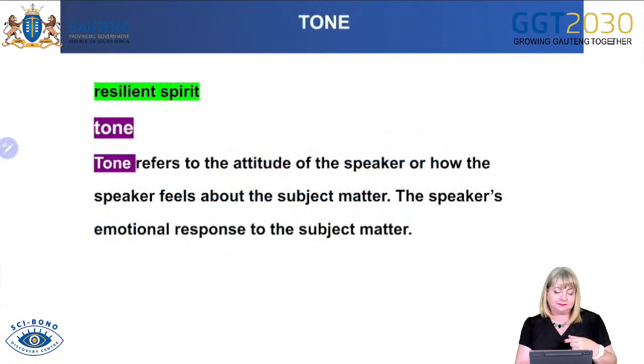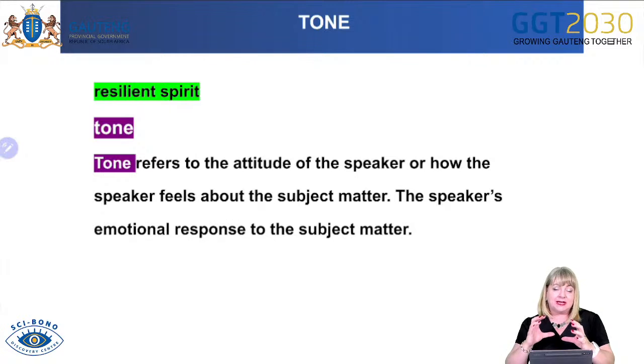And then the third aspect of the question, so they said in terms of diction, imagery, and tone, show how the poem emphasizes the resilient spirit. And so if we look at tone, remember that's the attitude of the speaker, or how the speaker feels about the subject matter. With tone, you can break it up for yourself very simply in your mind by starting always with, is the tone sort of positive or negative?